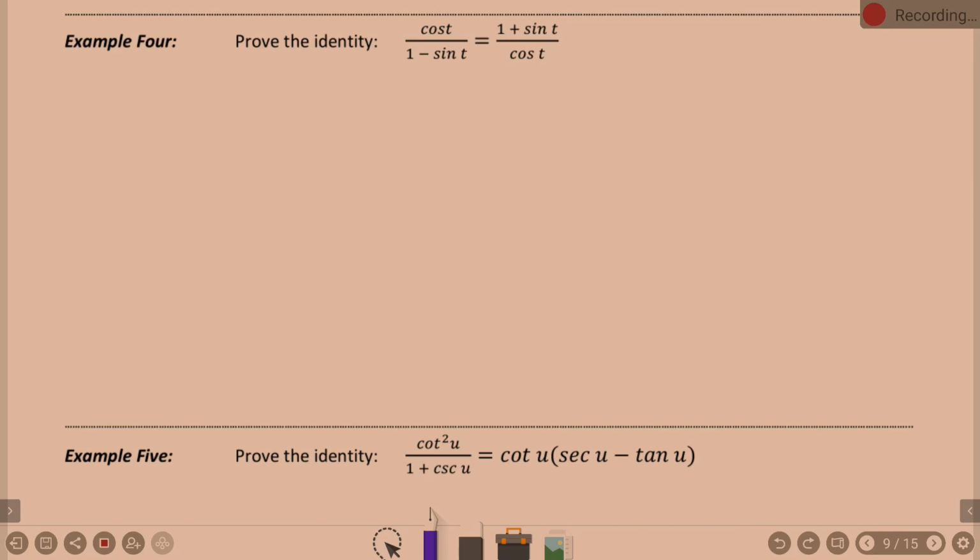Cosine t over 1 minus sine t equals 1 plus sine t over cosine t.